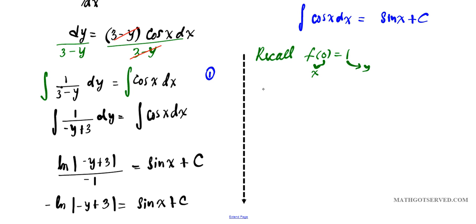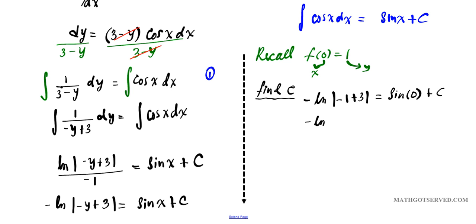So to find c, we're just going to do the following. We are going to compute the negative natural logarithm of the absolute value of negative 1 plus 3 equals sine of 0 plus c. All right, let's simplify this. We have negative natural logarithm of the absolute value of 2 equals sine of 0. If you draw your sine curve, having it start from the center, sine of 0 is 0, plus c. Okay, and then we clearly see that c is negative natural logarithm of the absolute value of 2.